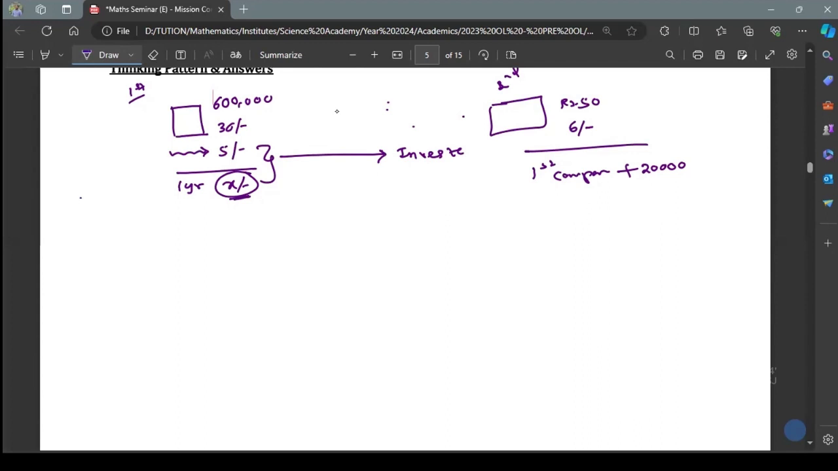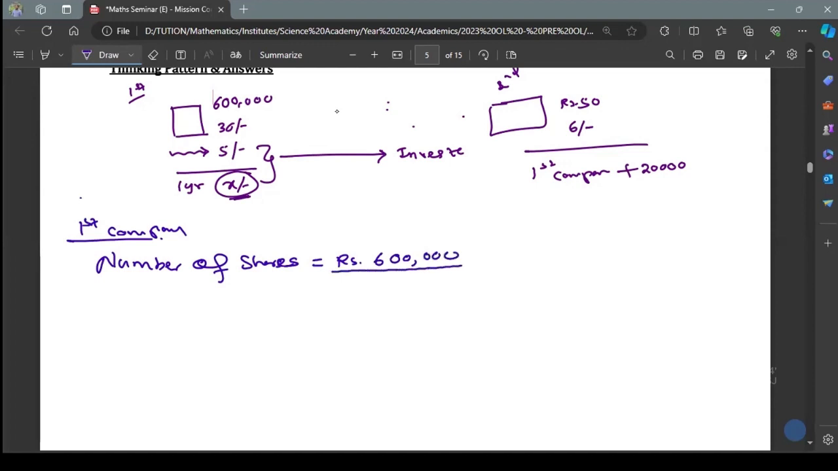Now listen. I'm going to calculate the number of shares in the first company. I'm going to take the first company and do the calculation for the first company. So how to calculate the first company's number of shares? He invested 600,000 rupees and he's purchasing a share for 30 rupees each. So if you divide by 30 rupees, it will give you the total number of shares.